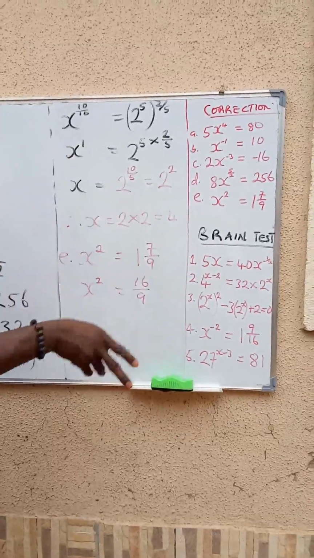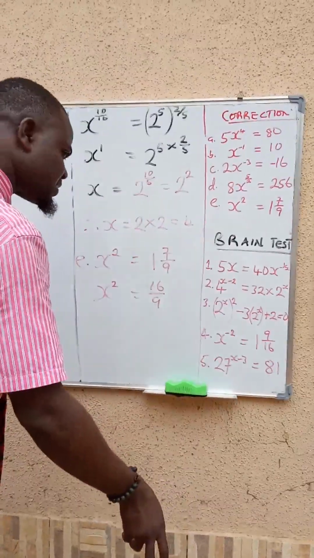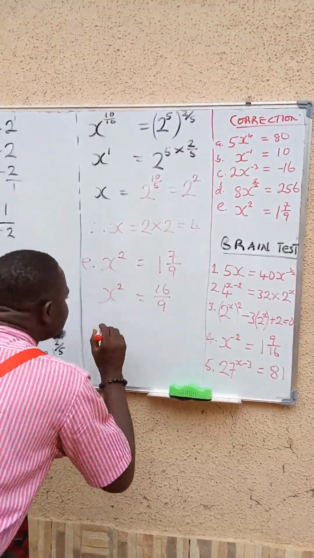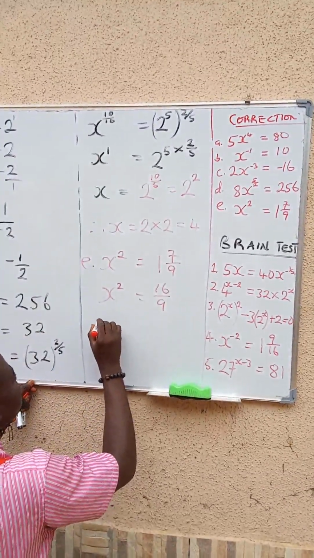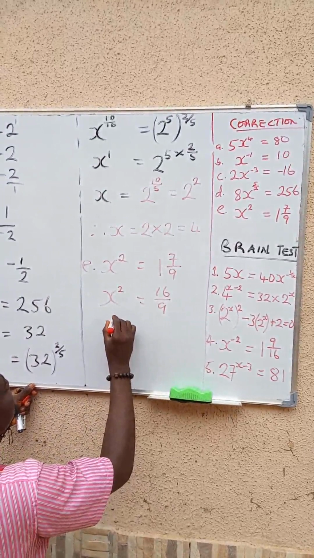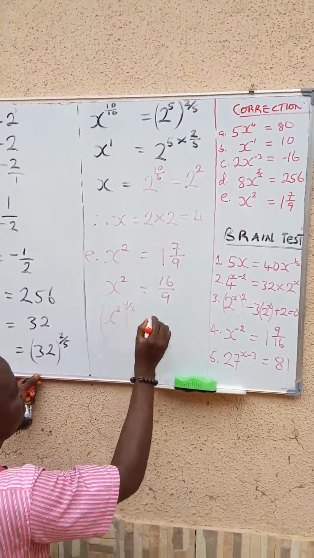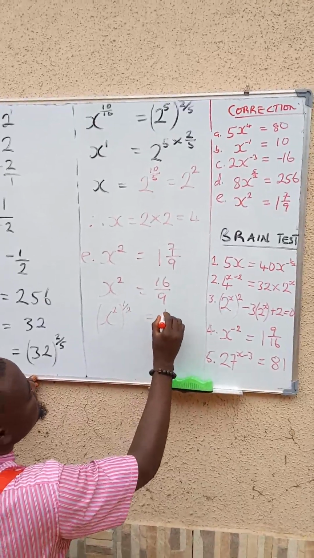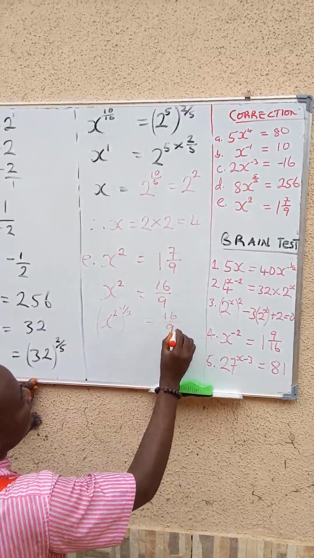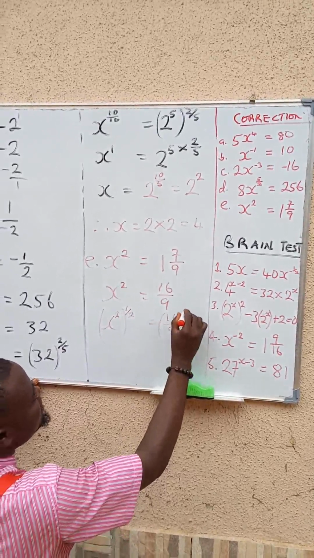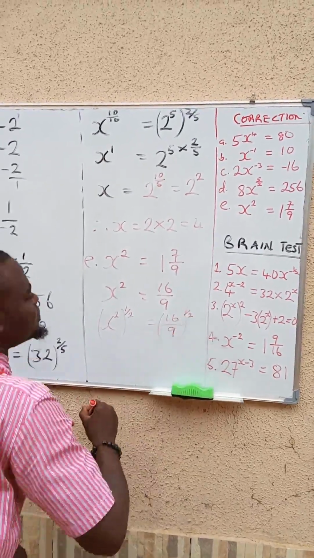If it's 3, 1 over 3 will remove the power. Add 1 over 3 to the other side too as a power. So in this case, I'll take the square root of both sides. That is x raised to 2 times 1 over 2. Power 1 over 2 is the square root. The square root of 16 over 9, the same, power 1 over 2.